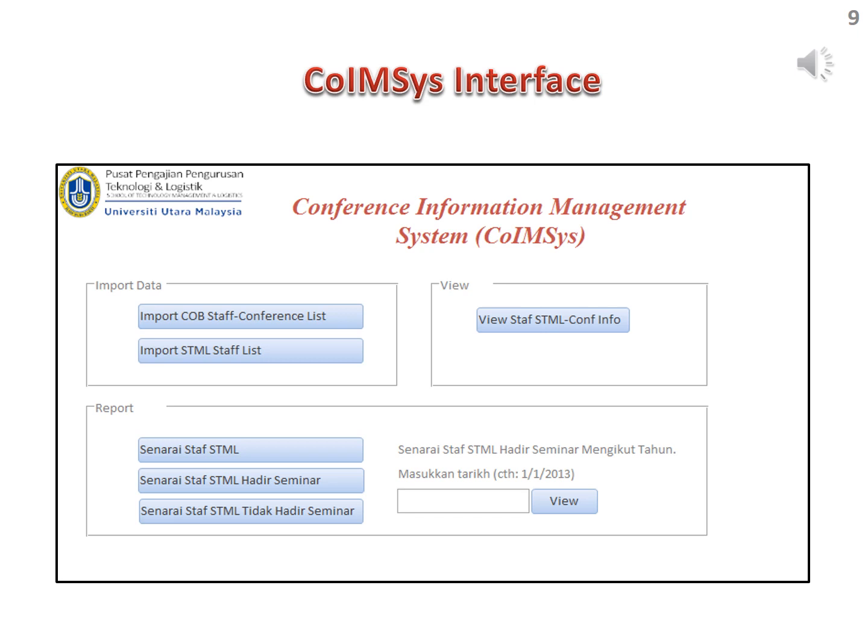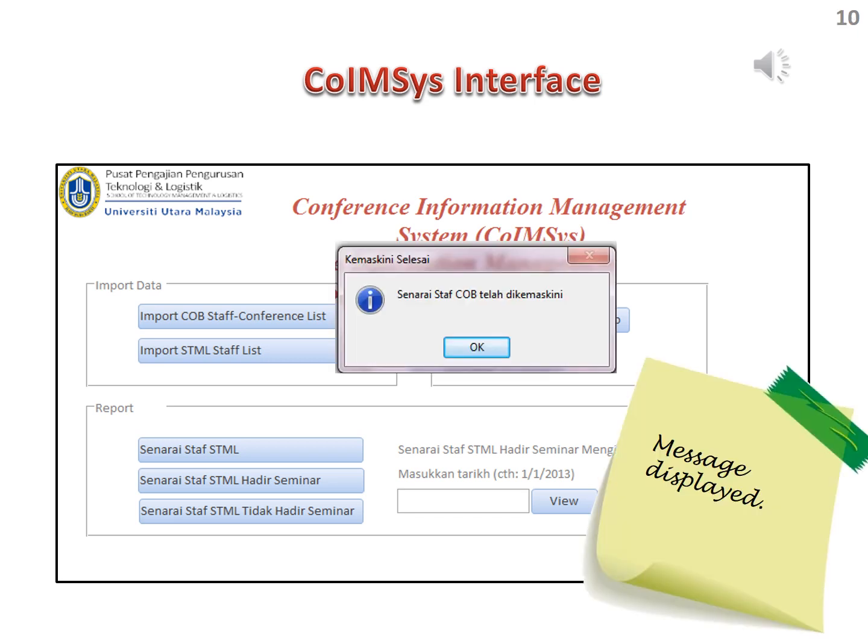The report can be the list of the staff, the list of the staff that attended the conference, and the list of staff that are not attending the conference. We can also view or search data based on the date. For example, if we want to search for the date in 2013, we can simply enter the date and the year 2013.